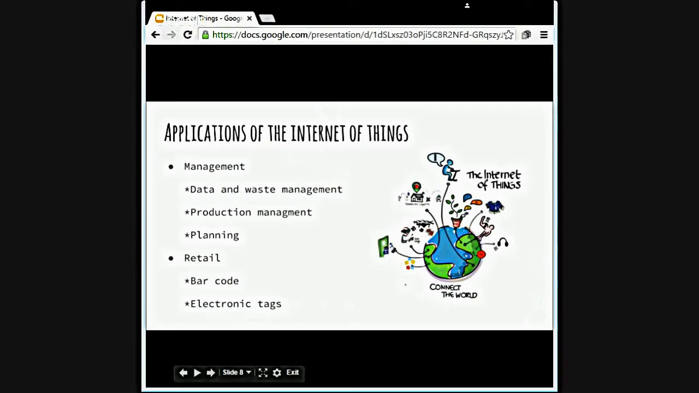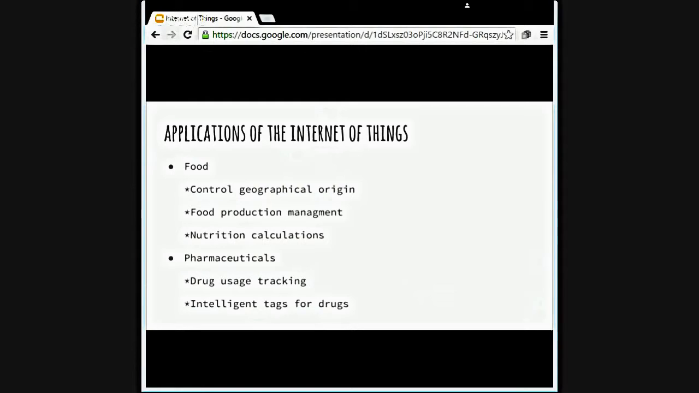Now, applications of the Internet of Things. In this slide, we're just going to be talking about how the Internet of Things could be applied, in things such as management, like data and waste management, production management, and also planning. And when it comes to retail, it can be applied to barcodes and electronic tags. It can also be applied to food, like controlling geographical origin, food production management, and nutrition calculation. And when it comes to pharmaceutical use, such as drug usage tracking and intelligent tags for drugs.